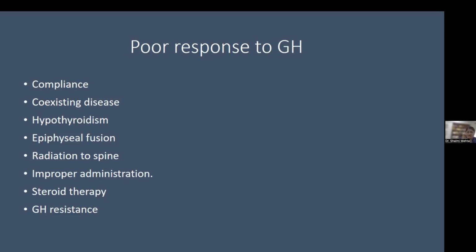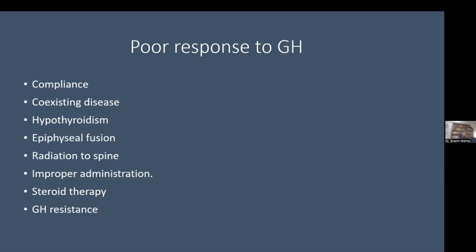So sometimes if the doses of steroids are too high, then the growth hormone response may not be as adequate. And if you have not done your test, and in a rare case of growth hormone resistance, growth hormone treatment is not going to respond. So you have to rule out everything. And I think this is the job of the clinician. But as a parent, we can be aware of these things.